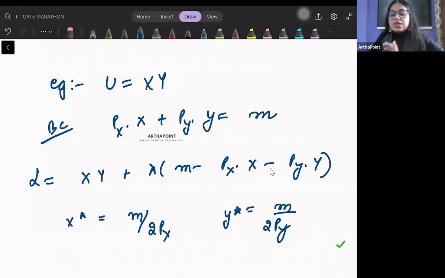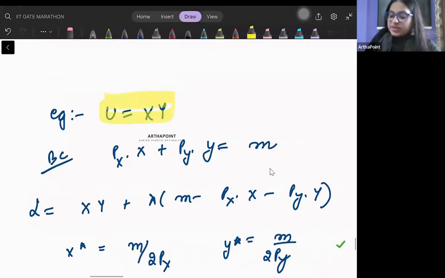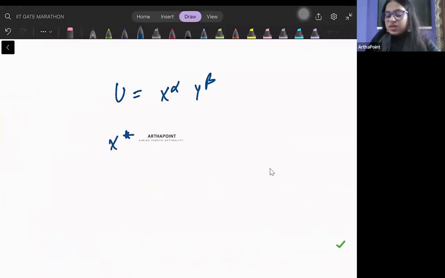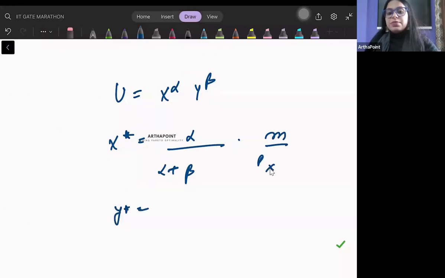Just remember this. There is no time to solve this in exam. You have to remember that whenever you will have a Cobb-Douglas utility function, इसका general form क्या होगा? Its x star will be alpha upon alpha plus beta m by px and y star will be beta upon alpha plus beta m by py. ये याद रखना जरूरी है.